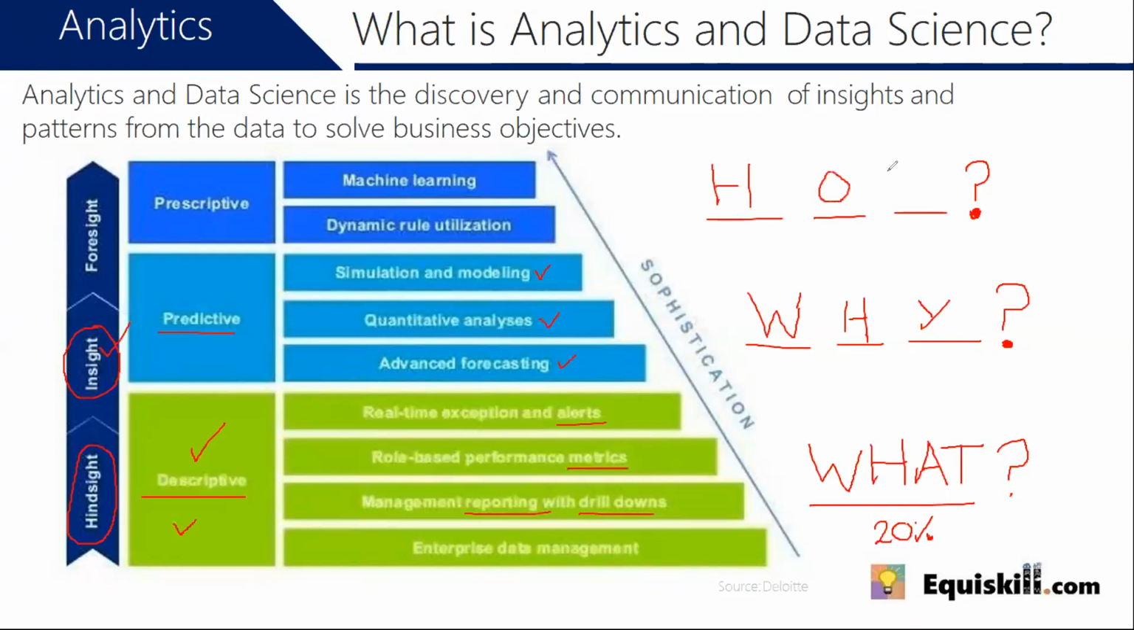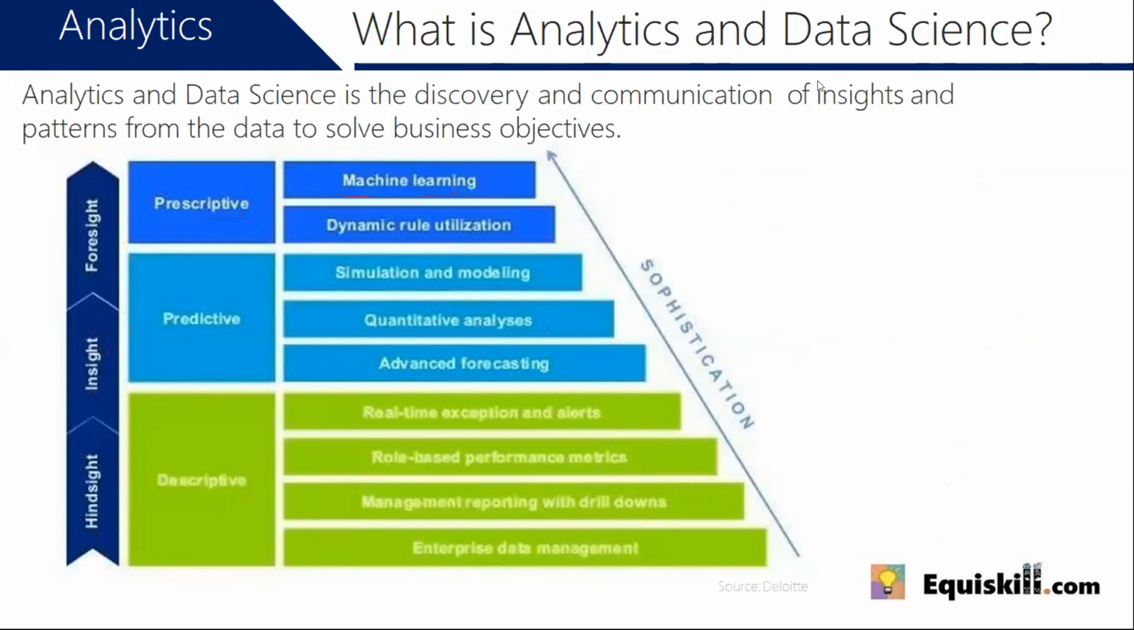So what you're asking me to do now, folks, is prescribe a solution to this problem, right? And should give me some foresight on how we can fix this. So you have many models in machine learning, dynamic rule utilization that help you do this. Okay, so now you know the three kinds of analytics: descriptive, predictive, and prescriptive.